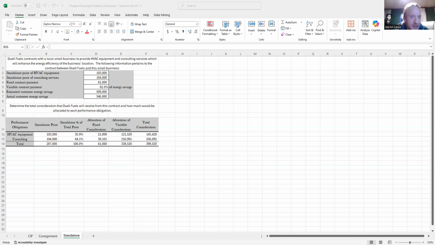Let's figure out what percentage of that $287,000 would have come from them buying HVAC equipment and what portion of it would have come from consulting. To find the standalone percentage, all you do is take the standalone price of each component product and divide it by the total standalone price. HVAC would have cost $103,000 out of that $287,000. That is, to the nearest tenth, 35.9%. And then for consulting, $184,000 divided by $287,000 gives you 64.1%. Math check yourself, because those two numbers should add up to the full 100% of standalone price, and they do.